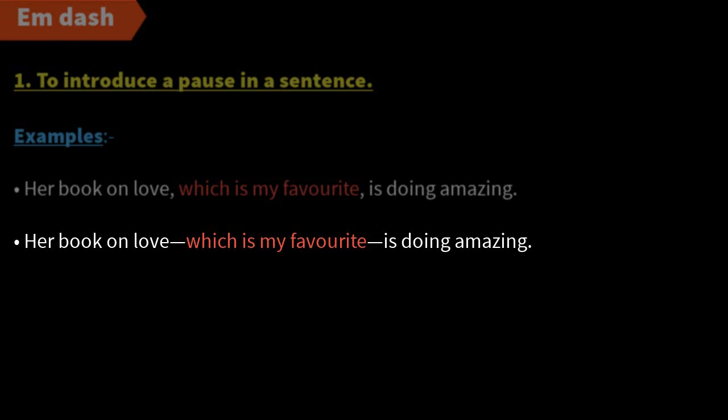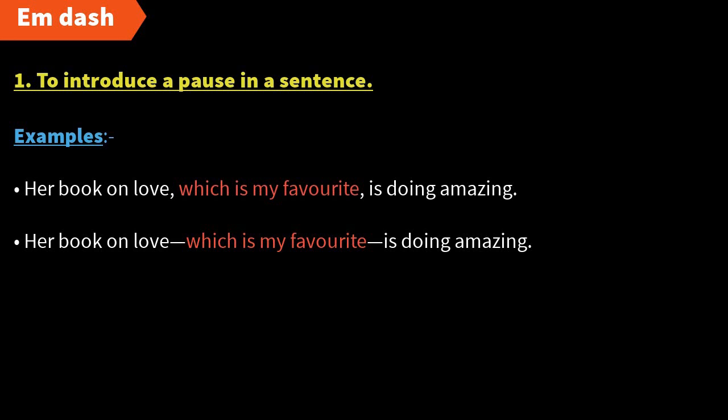All right. Her book on love, which is my favorite. There's a lot of emotions in it, all right? When you use dashes, you put a lot of emotions to that particular piece of information. Her book on love, which is my favorite, is doing amazing, all right? When I use commas, I don't put that much emotion into it. So that's the difference between a comma and a dash, right?